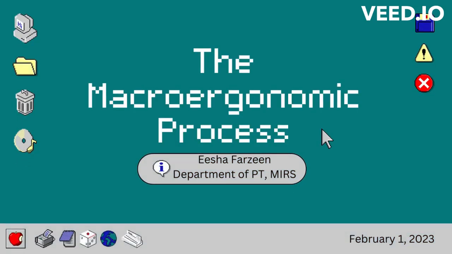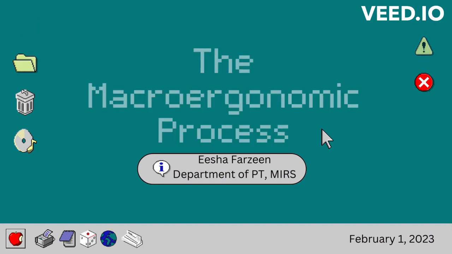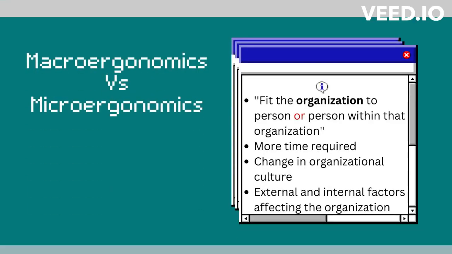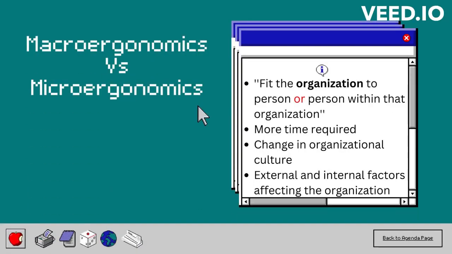Today we are going to discuss the macroergonomic process, that is a topic of bioergonomics. Let's begin with a few basic concepts. Remember that, while studying macroergonomics, you see the bigger picture. You're not referring to any one individual, but you should keep the whole system in mind, including the environment and interaction of that particular individual. By system, I mean the organization involving factors affecting it which can be external or internal. And that's why it requires more time.